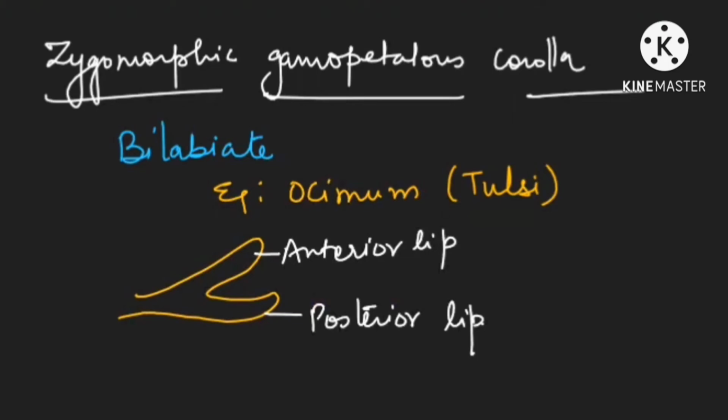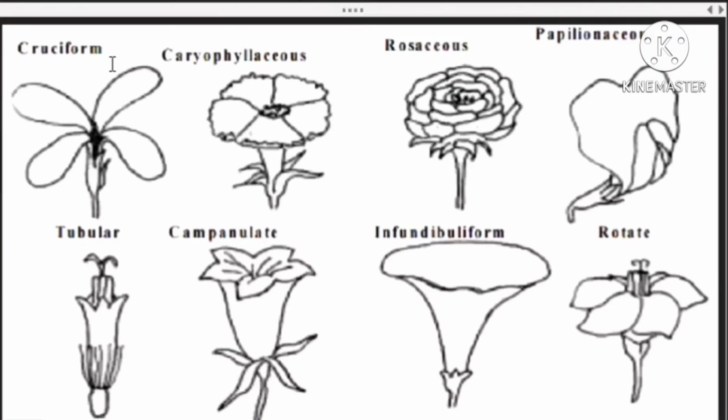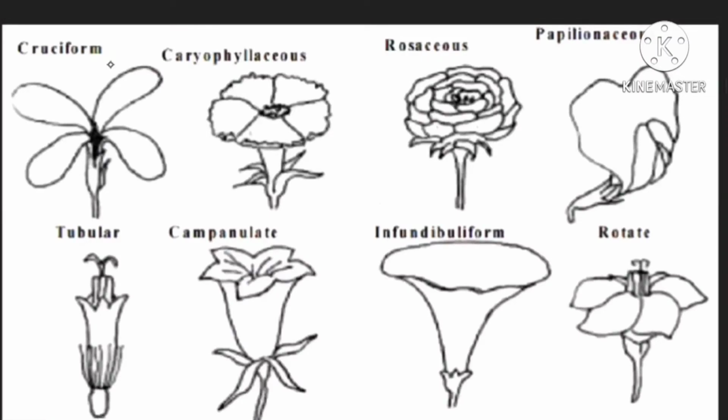Now let me show you the diagram combined. This is a cruciform corolla. We have already studied all these things, but just see once again. It makes a cross-like structure. Caryophyllaceae makes 90 degrees. Remember this diagram? This is a limb and this is the claw making 90 degrees. In the rosaceae, the claw is absent. Papilionaceous, we discussed, is polypetalous condition, but it is zygomorphic.